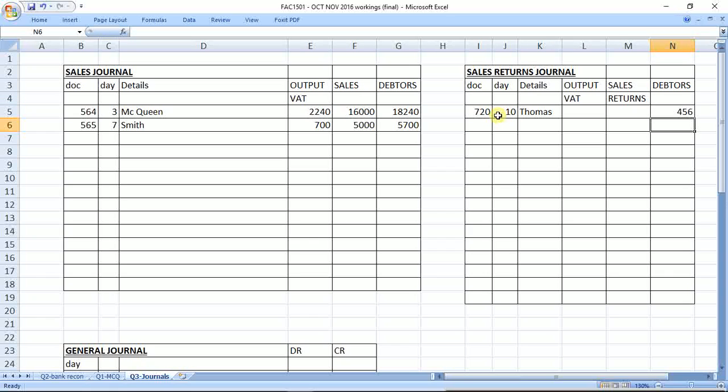Okay. The VAT exclusive, this times 100 divided by 114. 400 and then 56. Make sense? Yes. Good. Next.